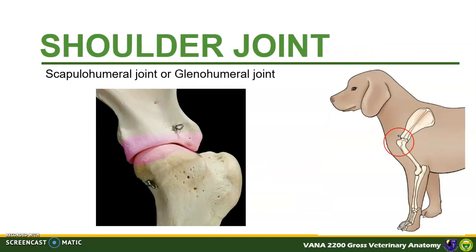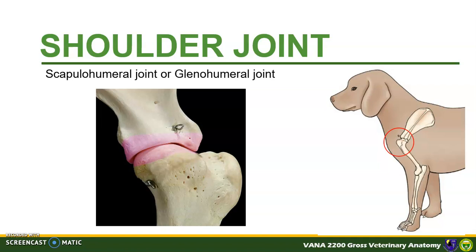The first true joint of the thoracic limb is the shoulder joint. This is a good example of a ball and socket joint formed between the head of the humerus and the glenoid cavity of the scapula. It is capable of universal motion, but mostly flexion and extension.